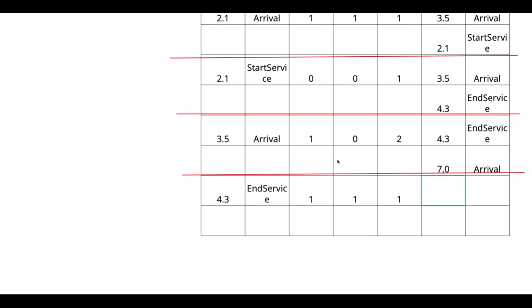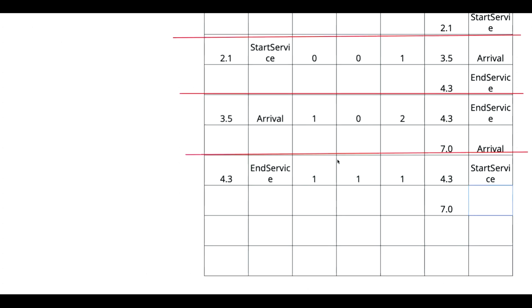And what does an end service event do? Well, it says if there's somebody in the queue, meaning if Q is bigger than 0, we're going to schedule a start service immediately. So what time is it now? It is time 4.3. We're going to schedule a start service at that time. And again, you can never lose an event. This event is still there. And we're going to need a couple more. And again, this is the last turn of the crank there.